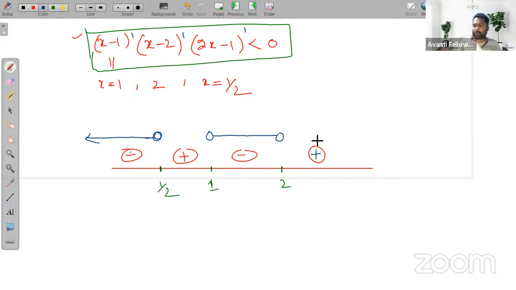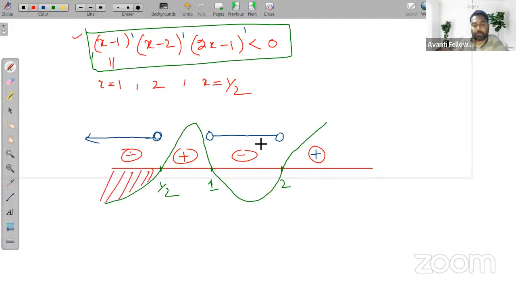You can draw also the Wavy curve method. Wavy curve, you can draw the curve also. This will be my curve. Okay, this will be my curve. And what will my solution region be? These are my solution regions, this and this. Okay, so what is my solution?